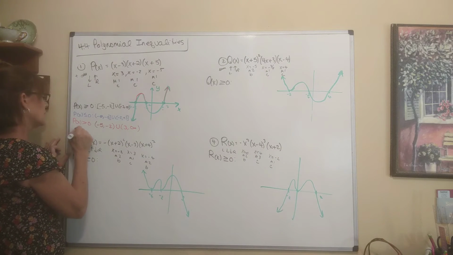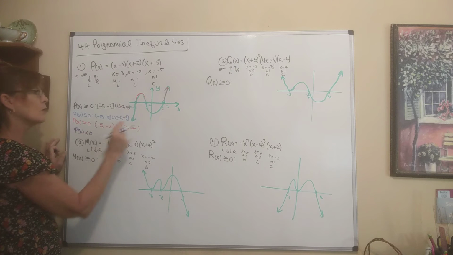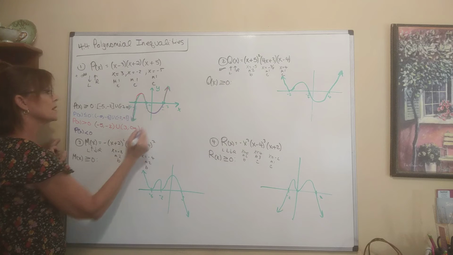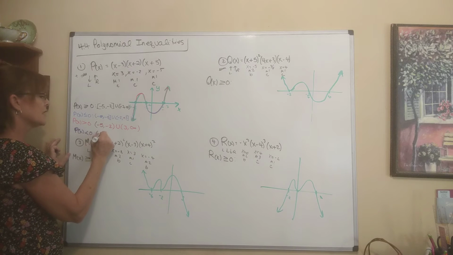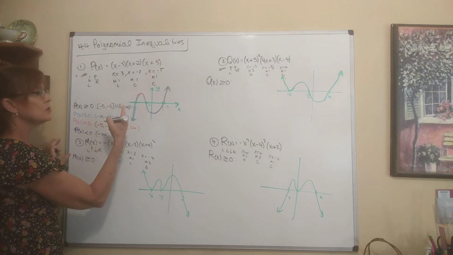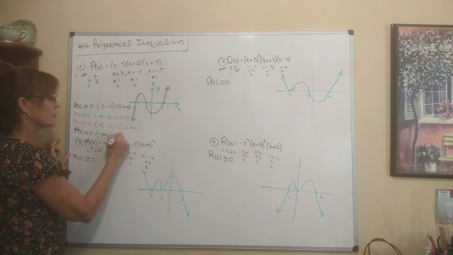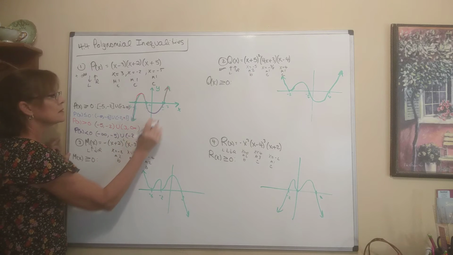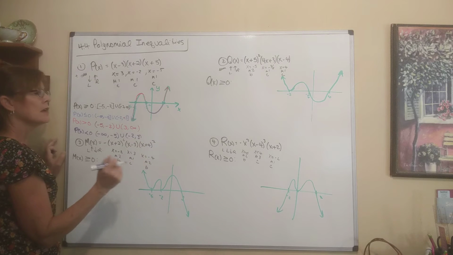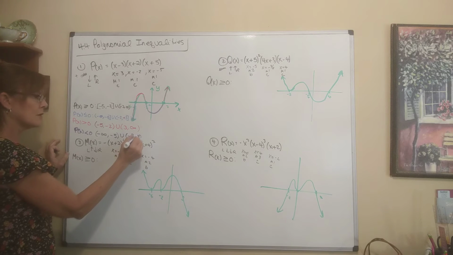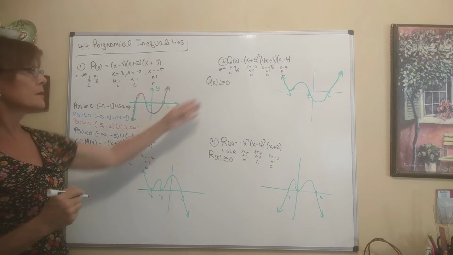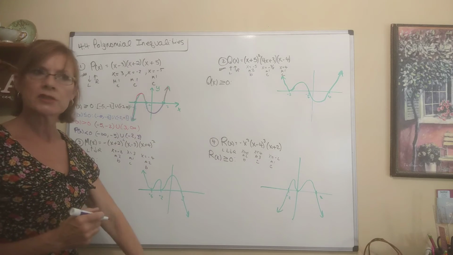Where is p of x less than 0? We just want to look at this part, not where it's touching. So where is that? From -infinity to -5, parentheses, union, -2 to 3. Okay, and that's how that one goes. So that's number 1. Let's go over here to number 2 and answer that same set of questions.